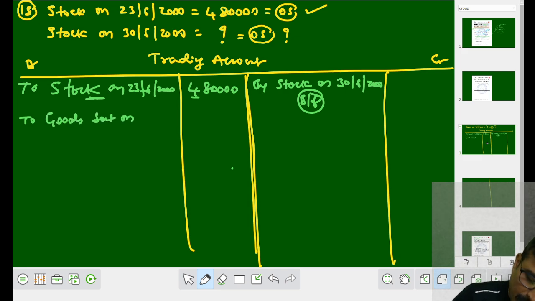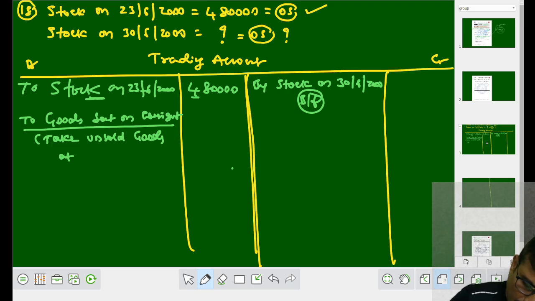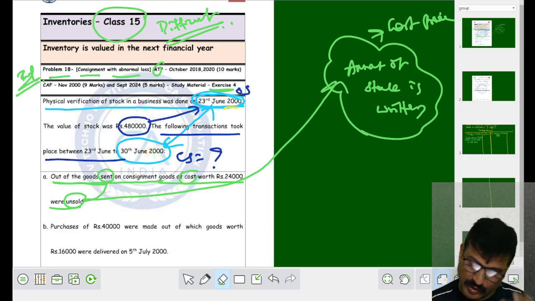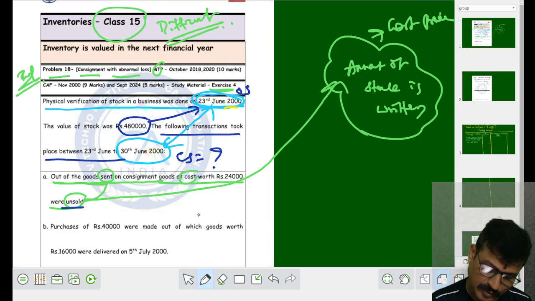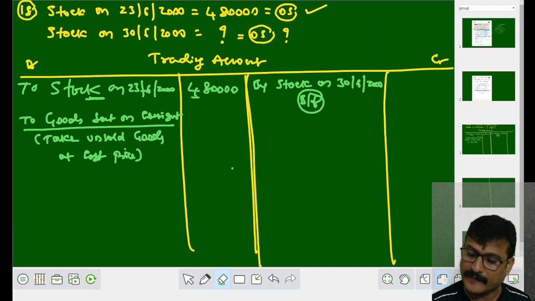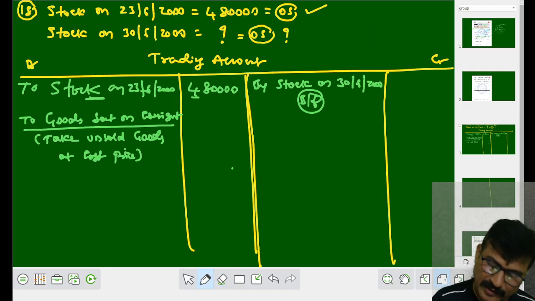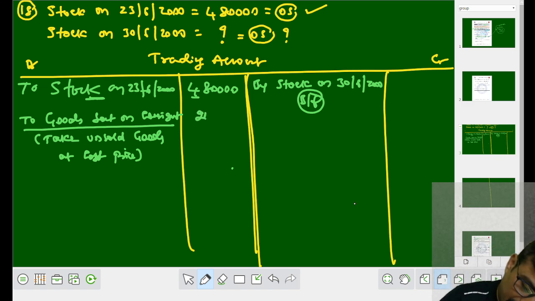Goods sent on consignment. What we have to take? Take unsold goods at what price? At cost price. We have been given unsold goods. Okay, at what price? At cost price. Amount is how much? 24,000. Okay, fine. Let us write 24,000 here.